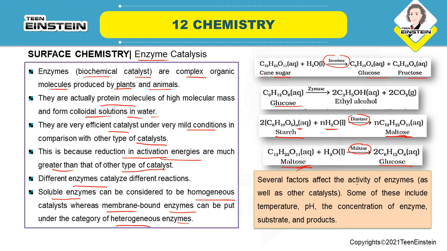Several factors can affect the activity of an enzyme, and also of other catalysts, but here we are focusing on enzymes. So some factors are temperature and pH. We know that as it is a biochemical catalyst, inside our body a particular pH is maintained for all the biochemical reactions, which is near the neutral pH, that is 7. So it is pH dependent, and the concentration of the enzyme also matters, as do the concentrations of substrate and products. So these are the factors on which the activity of enzymes depends.